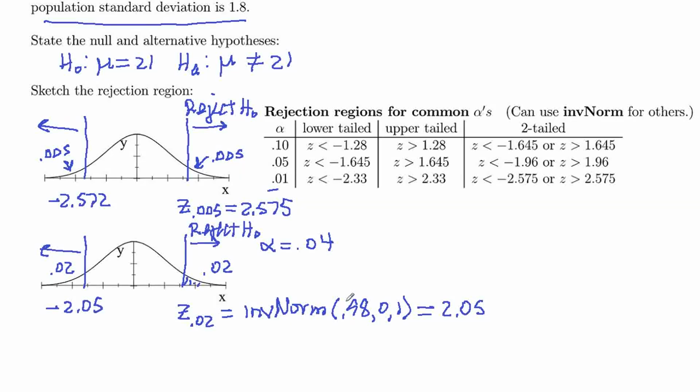Then if it was an upper tail test, this would be z.04. If it was a lower tail test, it'd be negative z.04. So that's how you deal with something that's not in the table.